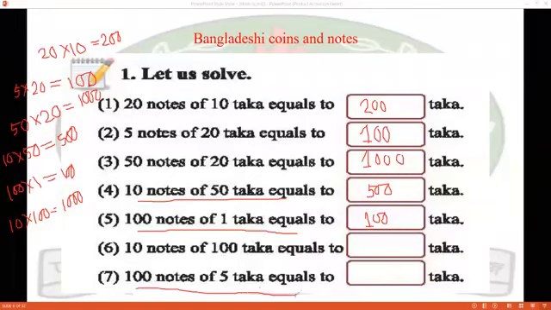100 notes of 5 taka, it will be 500 taka. By addition and multiplication processes, we find out how many notes are formed, how many taka of 1 notes or big notes we can find out.